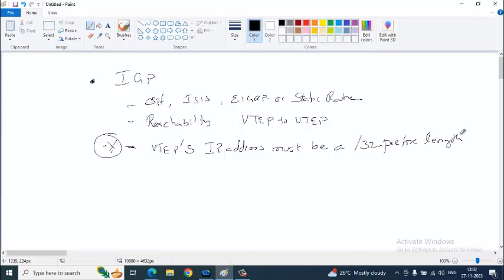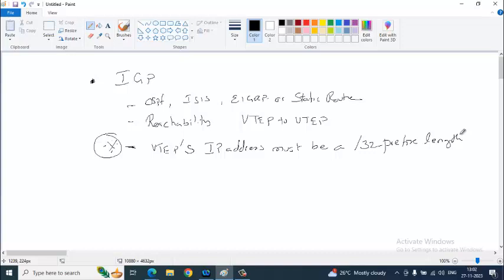See, you go to an MPLS lab and see. If you don't have a 32-bit mask on the loopback which you used to form peering, the ping won't happen between the customer sites. Everything will be working, looking good, outputs will look good, other than the reachability. The data plane cannot come up. So don't forget, the VTEP IP addresses must be 32 prefix width.